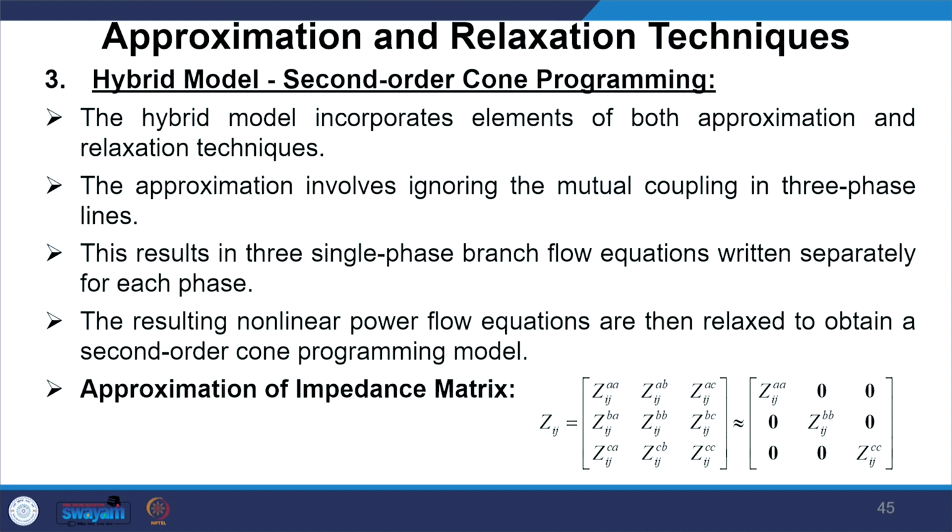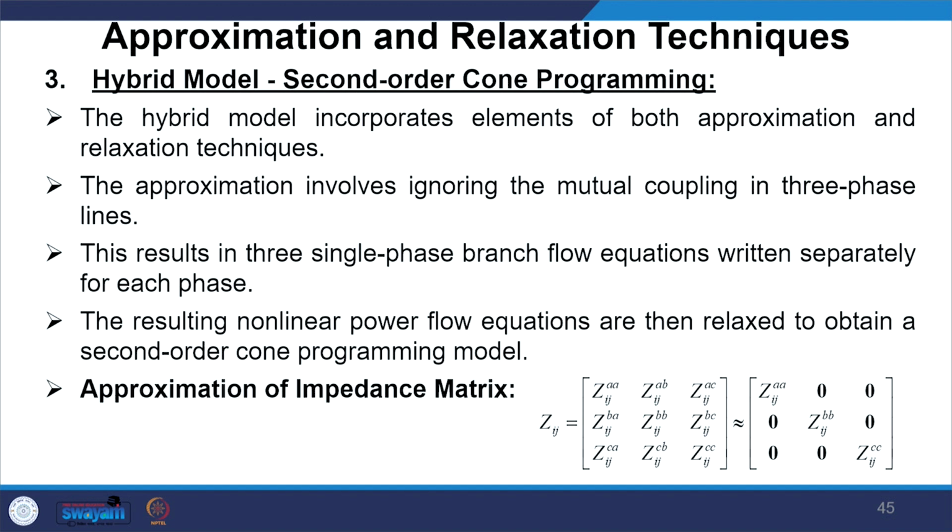Now, there are a couple of hybrid models being used, which is known as second order cone programming. The hybrid model incorporates elements of both approximation and relaxation. The approximation involves ignoring the mutual coupling in three-phase lines, and the results of three-phase branch flow equations written separately for each phase. The resulting nonlinear power flow equations are then relaxed to obtain a second order cone programming model. So, this is how the approximation and then the relaxation are carried out.